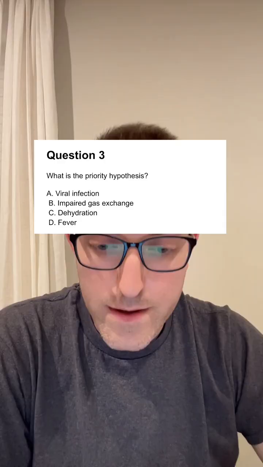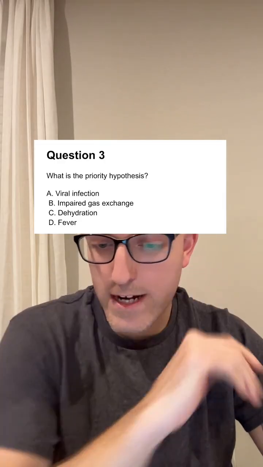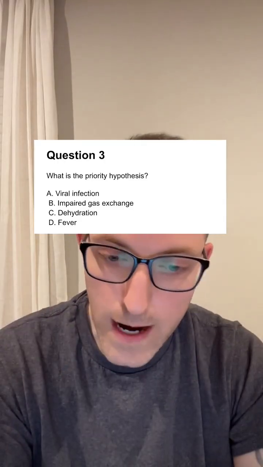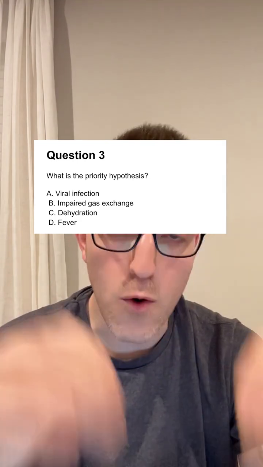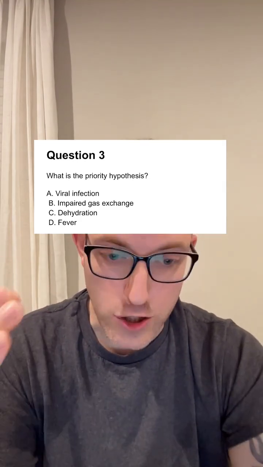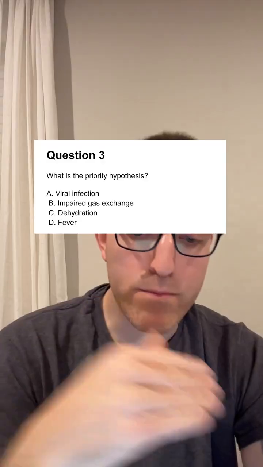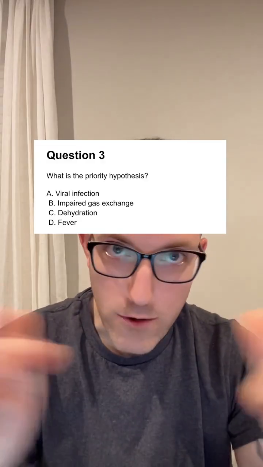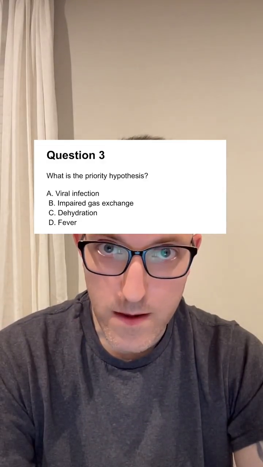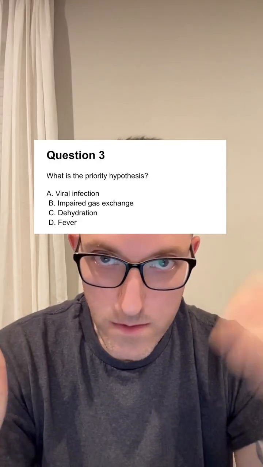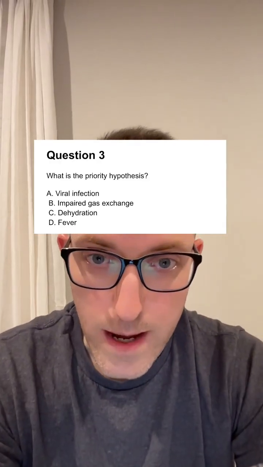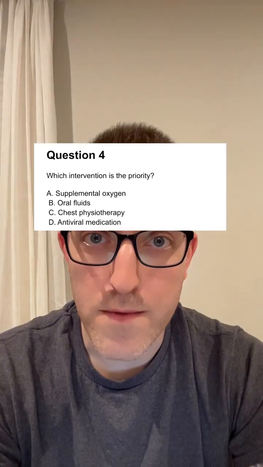So, impaired gas exchange. NextGen doesn't care what virus it is. It cares whether the child can oxygenate. Airway and breathing always outrank labels. Boom. Good job.